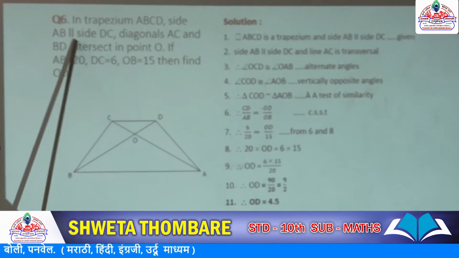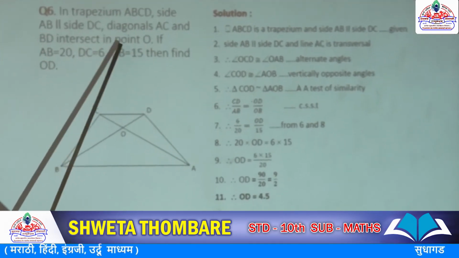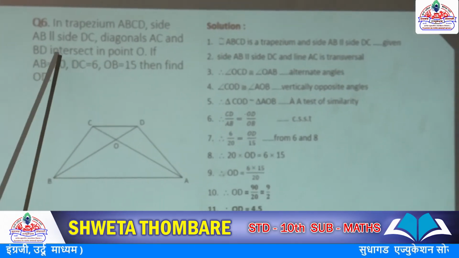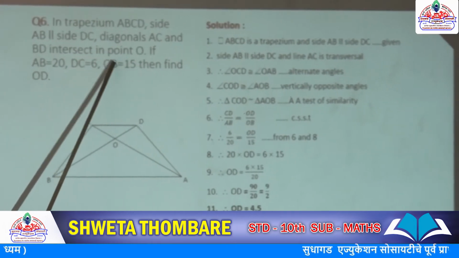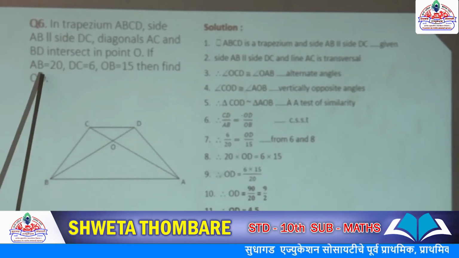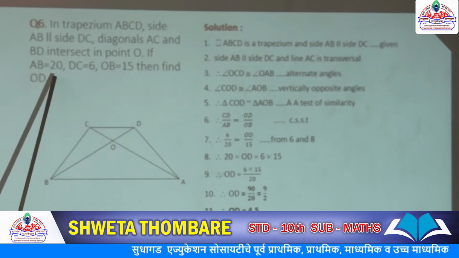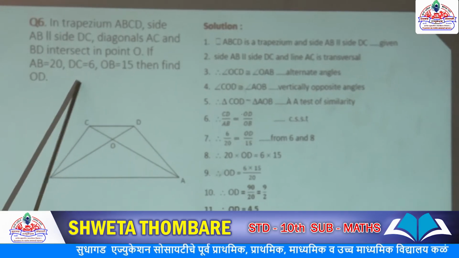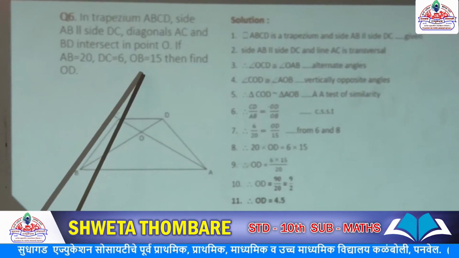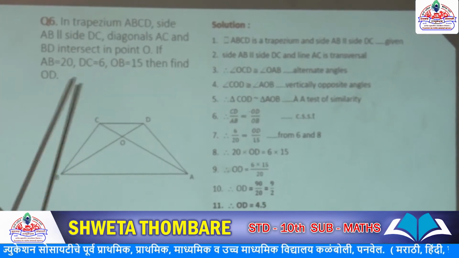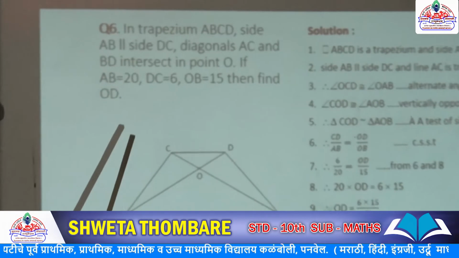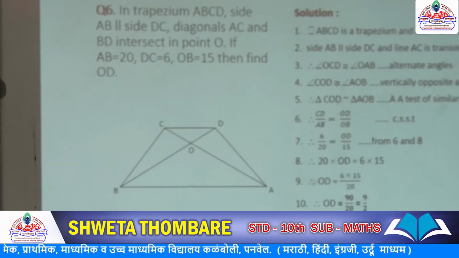What question is given here? In a trapezium ABCD, side AB parallel to side DC, diagonals AC and BD intersect in point O. If AB is equal to 20, DC is equal to 6, OB is equal to 15, then find the length of OD. Now here the figure is given.